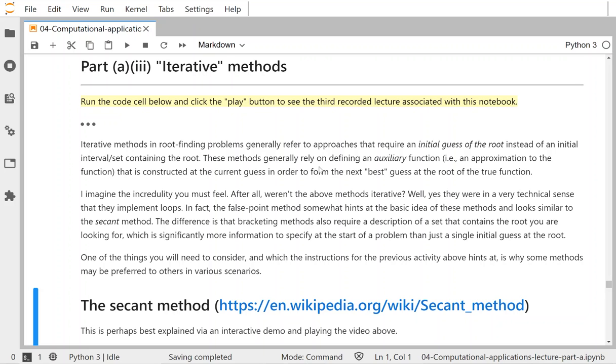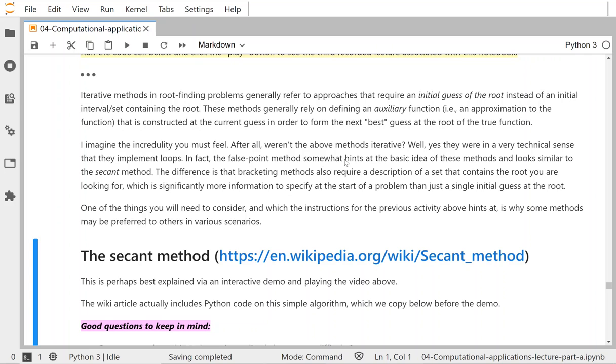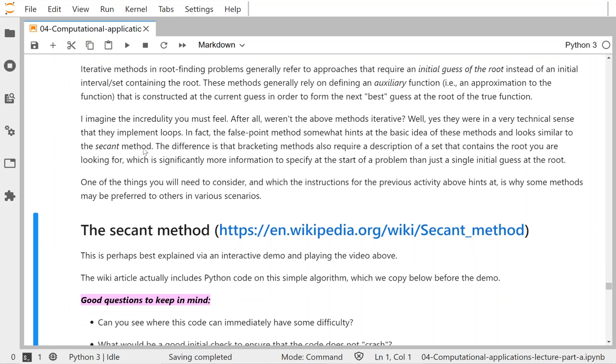These methods generally rely on defining what we call an auxiliary function, which is nothing more than an approximation to the function that is constructed at the current guess in order to form the next best guess at the root of the true function. Now, you might think, aren't all the methods we just saw iterative? Well, yes, they are in a very technical sense because they implement loops. In fact, the false position method somewhat hints at the basic idea of these methods, and looks similar to the secant method.